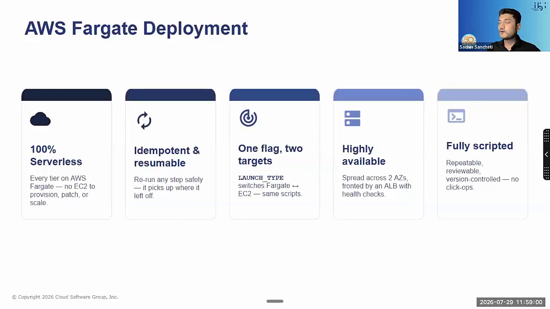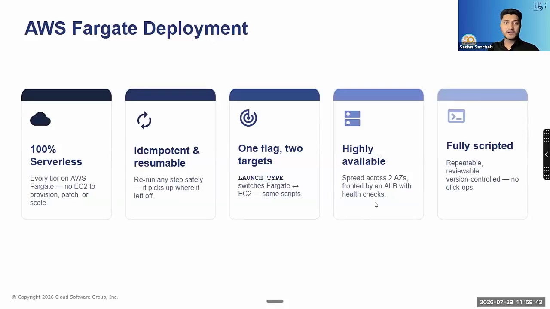How we have made it is fully scripted. There are a couple of scripts that you need to run, and you can update them and version control them. All of them are idempotent. You can resume from any point in time, and it will safely rerun from wherever it stopped or left off. And it's the same script. It's just one flag where you can switch from EC2 to Fargate. In an environment variable, we have this launch type. You can mention either Fargate or EC2, and the same script will help you deploy WFC on ECS, EC2 or Fargate.